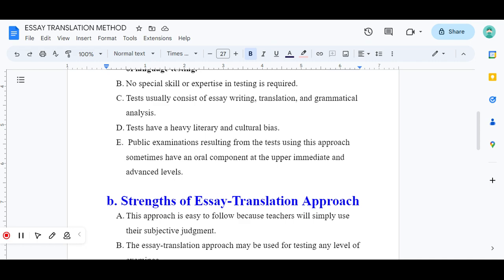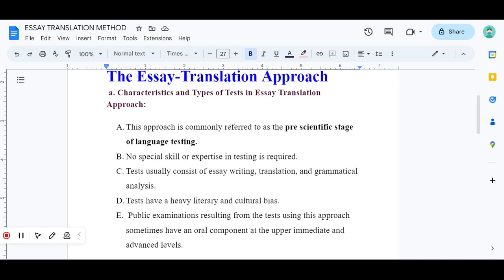All right, in general, if we speak about essay translation methods, the students who study English from this specific approach only end up with good grammar and good writing, but they're not good listeners or good speakers. They face difficulty in creating concepts and in constructing sentences when speaking.